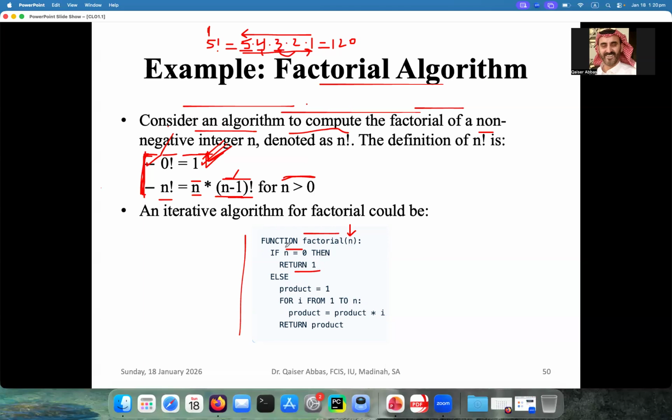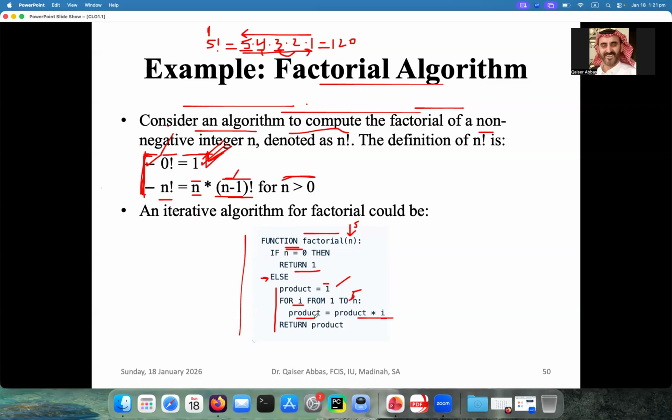Else, if this number is not 0, if the number is 5, then we come into this else portion, and all these statements are under this else. Here we have a variable product, and we set it to 1. Then we have a loop for i from 1 to n. If n is 5, this loop goes from 1 to 5. Initially i is 1, and then product equals product multiplied by i. Product is 1, so 1 multiplied by 1.